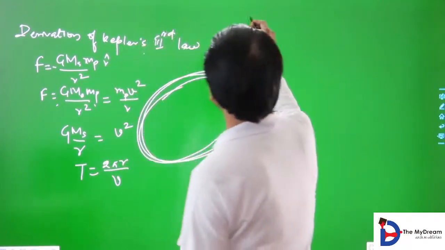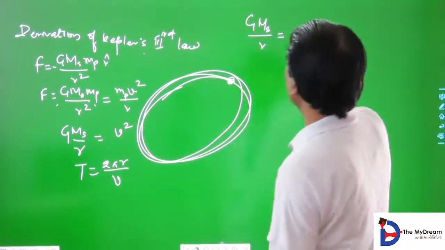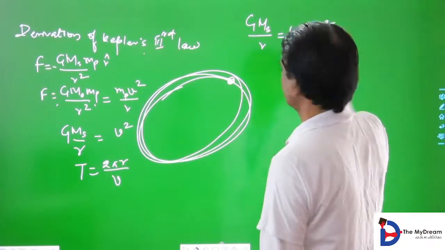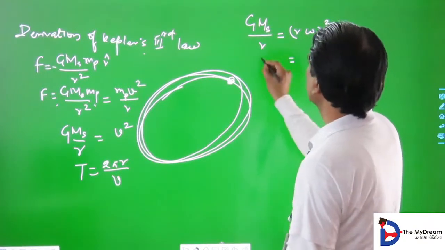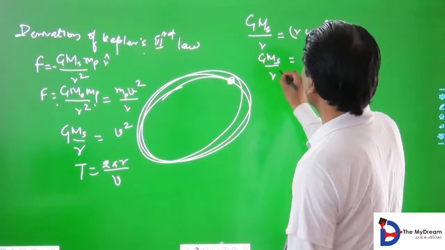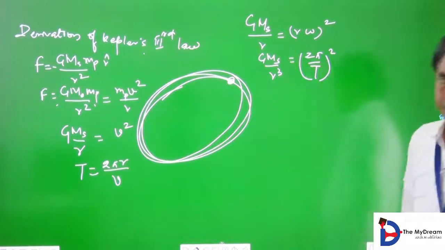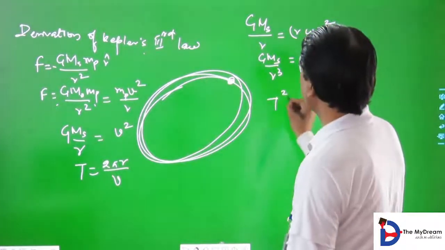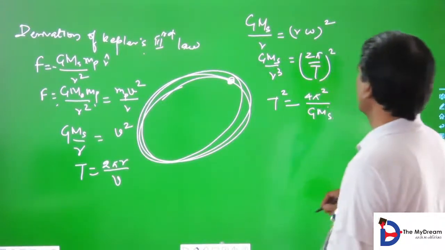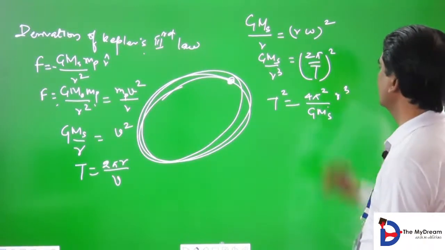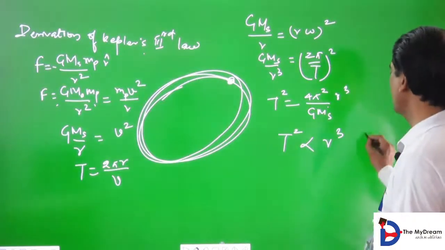or in place of v you can write down r omega, या तो इसमें रखो वैल्यू या ऐसे करो. This is G M S upon R cube omega 2 pi by t. So square of the time period is directly proportional to R cube, which shows square of the time period is directly proportional to this, because ये तो constant है बेटा.